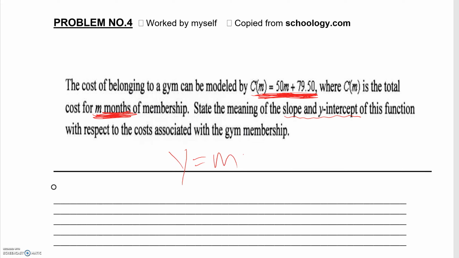Normally we use y equals mx plus b. What's weird about this problem is that the x and the y are called m and C of m. So this is sort of like y equals 50x plus 7950, and it's just confusing because m is also usually slope. So our slope, the thing attached to the variable, is 50.